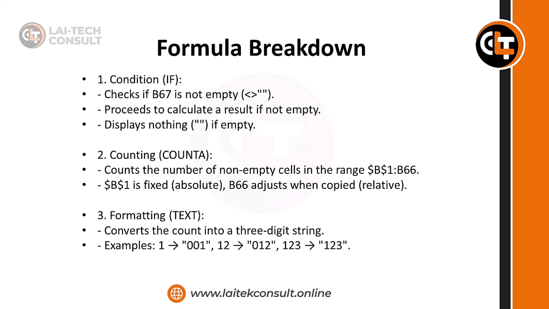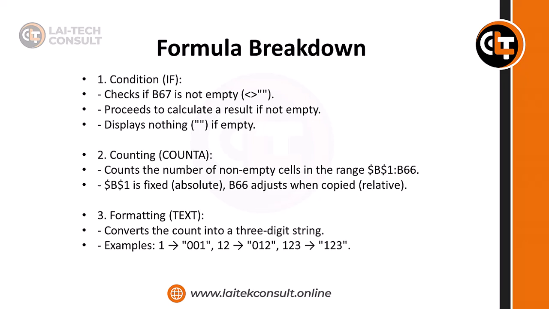Good. The second one is the counting, which uses the counter. The work of the counter is to make sure that in the range that has been defined, it counts every non-empty cell. So if there is a cell which has no value, it doesn't bother to count that. It only counts non-empty cells. So we have the B1, with a dollar sign, which makes it absolute, meaning the B1 will never change. It will still be B1, and the B67, which is a relative value, changes or adjusts when the cell moves forward. Good.